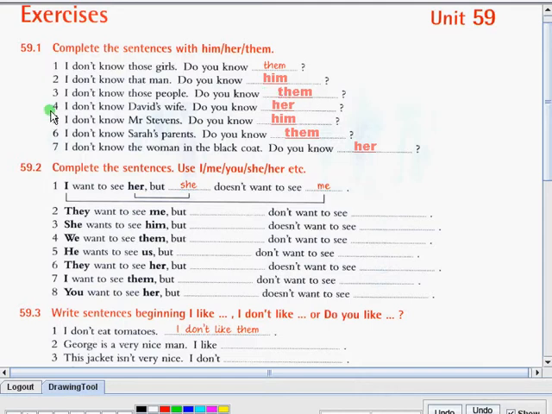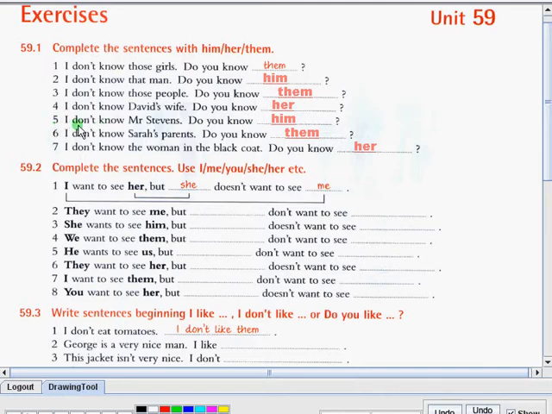4. I don't know David's wife. Do you know her? So here the subject is David's wife. Wife, so this is a woman, right? David's wife is a woman. So we have to use the object pronoun her. Do you know her? Do you know David's wife?